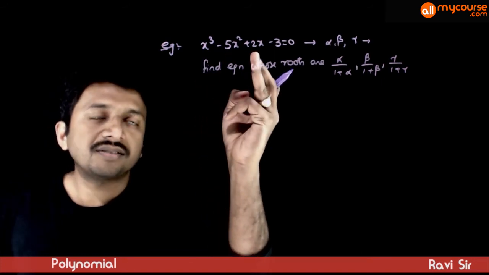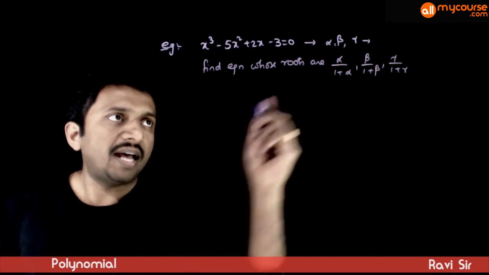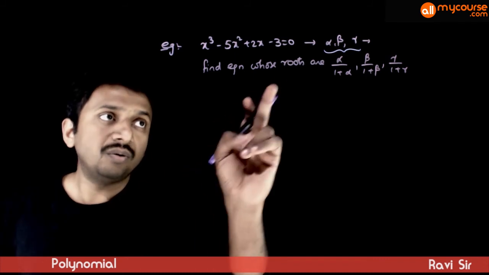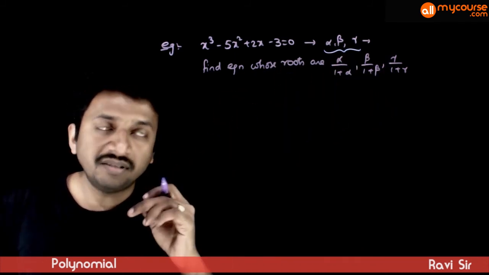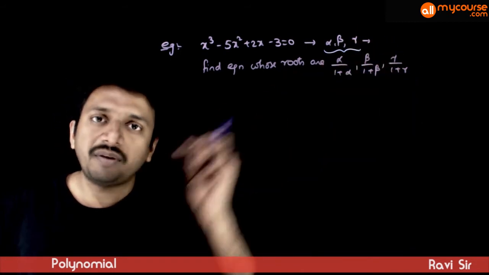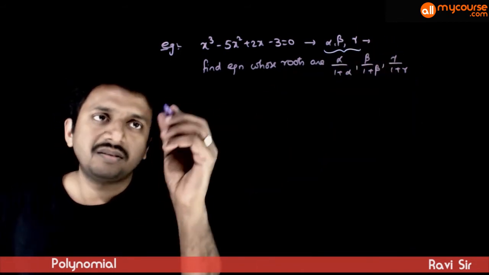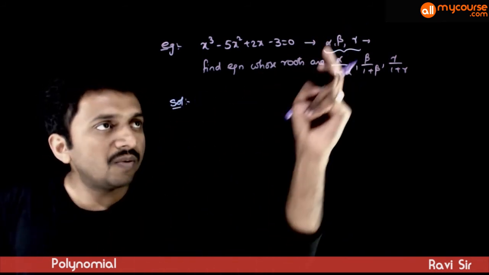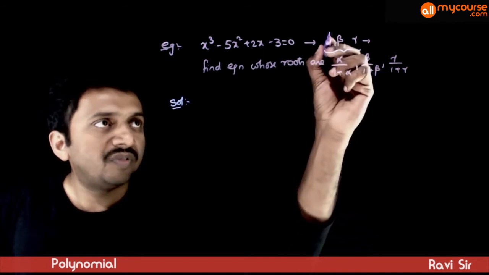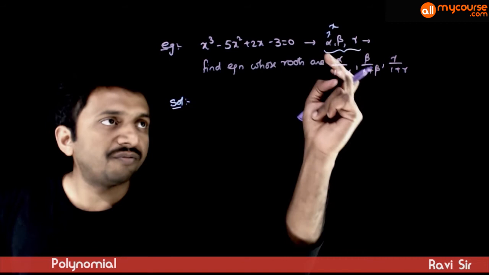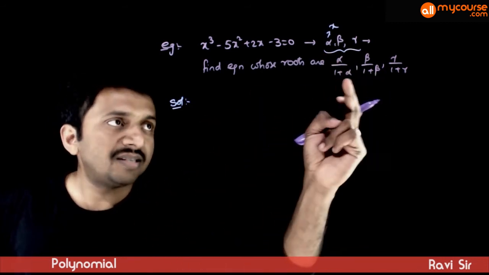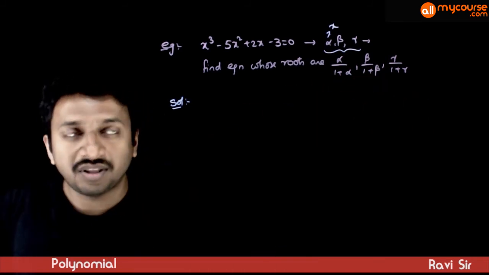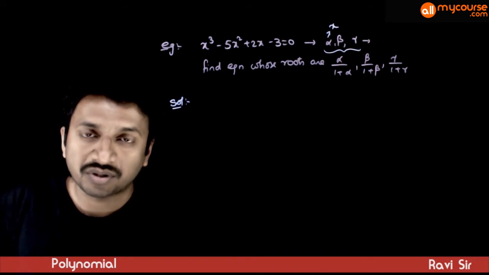x cube minus 5x square plus 2x minus 3 is equal to 0 has roots alpha, beta and gamma. You are asked to find the equation whose roots are alpha by 1 plus alpha, beta by 1 plus beta and gamma by 1 plus gamma. So how do we transform the original roots into these roots? As you can very clearly see, if this number is x, the transformation is of the form x by 1 plus x, the same for all the roots. So you have to have the same transformation for all the roots.